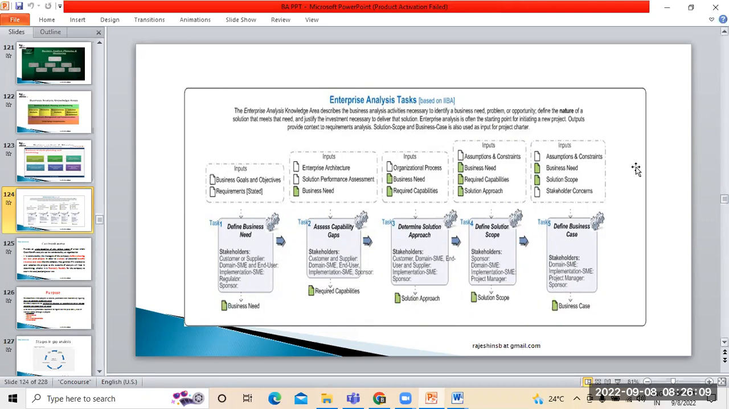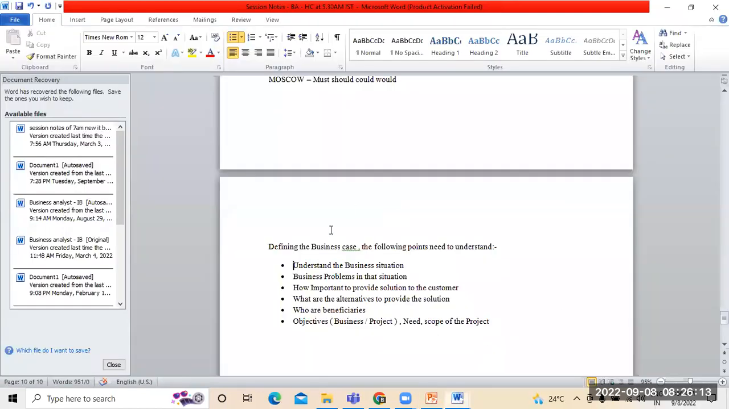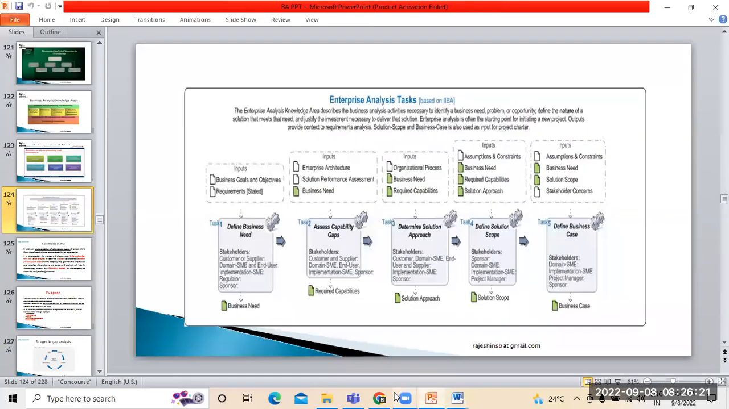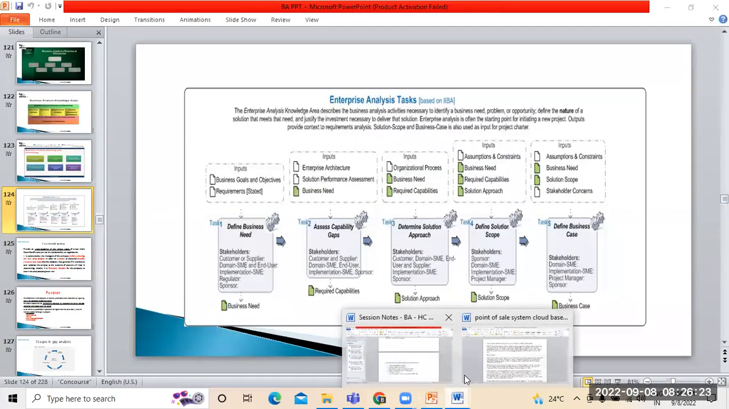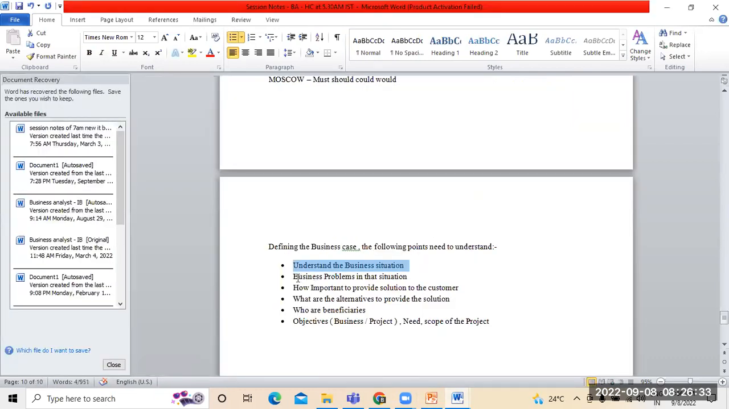So here, to define the business case in reference to the case study, if you are a BA, these are the points you need to understand. First of all, you need to understand the business situation. Whose business situation are you understanding here? The business situation of regular retailers. Why? Because there is a problem inherited in it, right? Business problems in the situation.